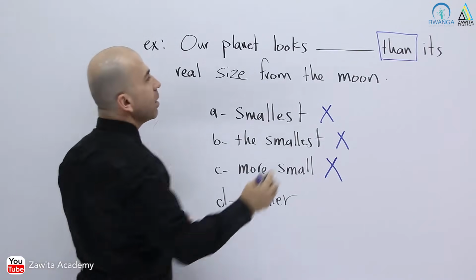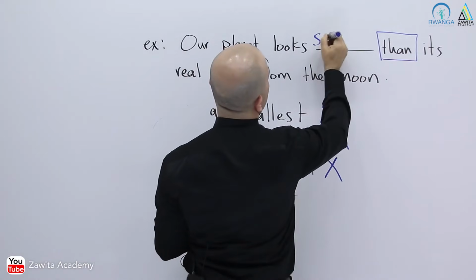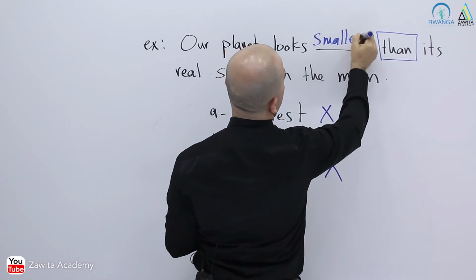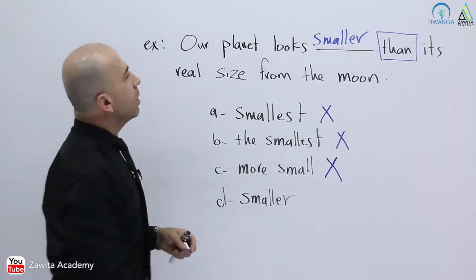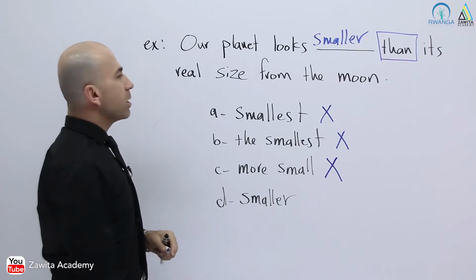Let's write it in the dash. Our planet looks smaller than its real size from the moon.